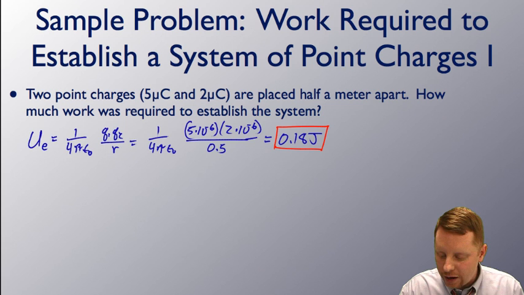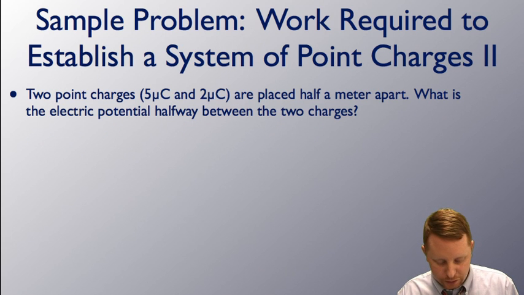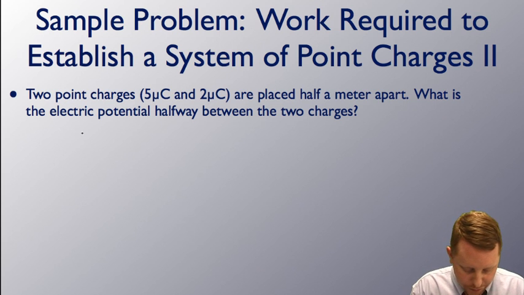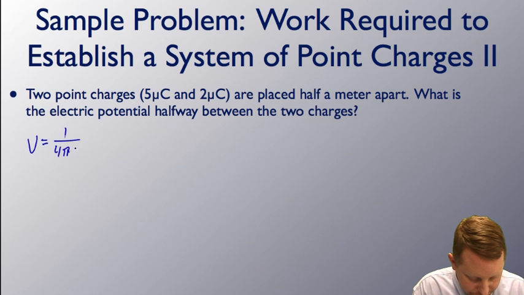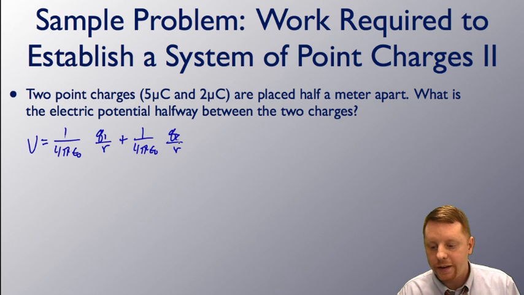Let's take this same problem just one step further and find out what the electric potential is halfway between the two charges. Well, if we want to do that, the electric potential is going to be 1/4 pi epsilon naught Q1 over R plus 1/4 pi epsilon naught Q2 over R, where now our R is 0.25.